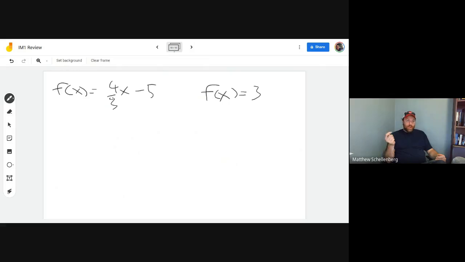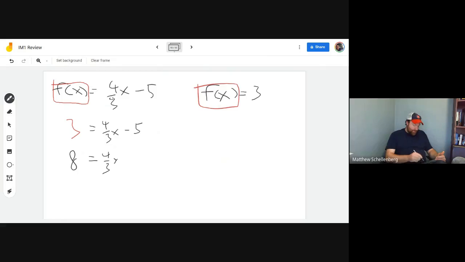How do you do this? Well, as you can see, these are the same, and so we can actually just substitute. And so this becomes 3 equals 4/3 x minus 5. And we can add 5 to both sides, and we get 8 equals 4/3 x. And we can multiply both sides by 3, and we get 24 equals 4x. And we can divide both sides by 4, and we get 6 equals x. And that is how you do it.